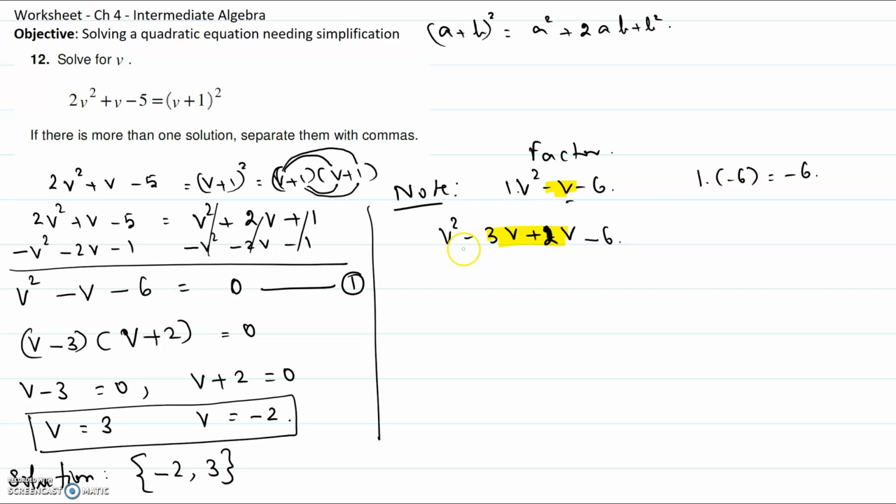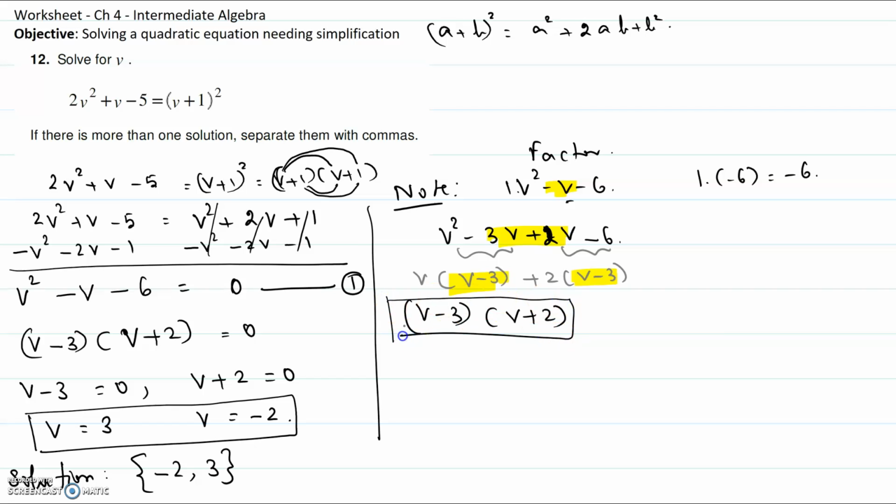Once you break it up into 4 terms, you have to use grouping. So first, 2v is common times (v minus 3), plus 2 is common times (v minus 3). Then we take the (v minus 3) out and write (v plus 2) for factoring. This is one way of factoring.